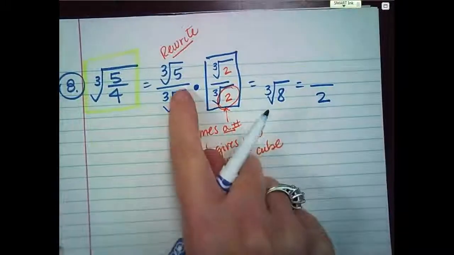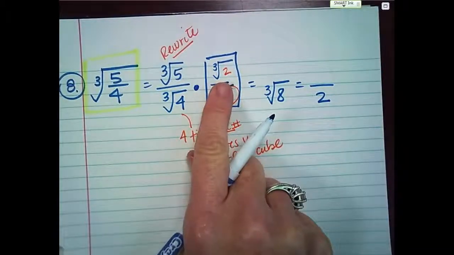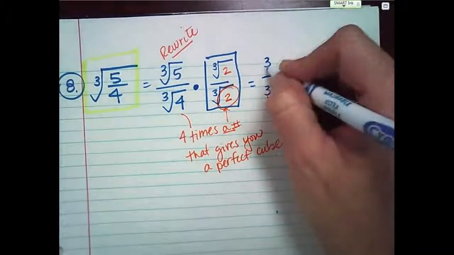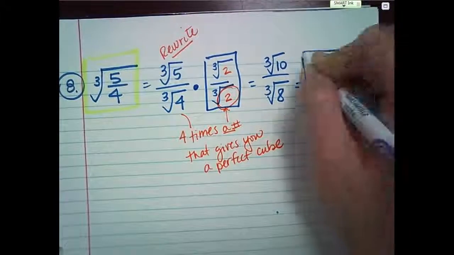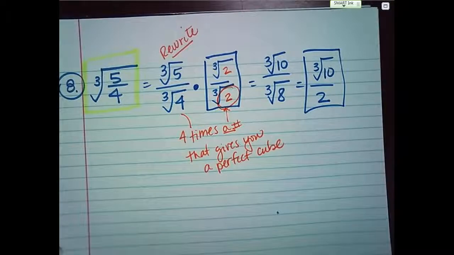Now go to the top. The cube root of 5 times the cube root of 2 is the cube root of 10. So that stays. That one was kind of tricky. Let's try another one like it. We're going to problem 11.